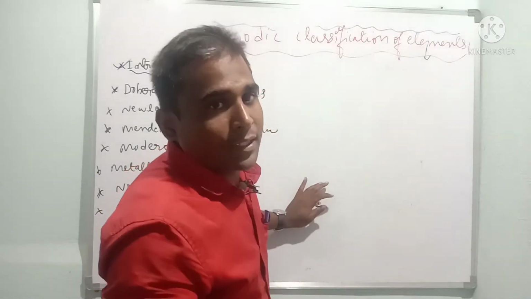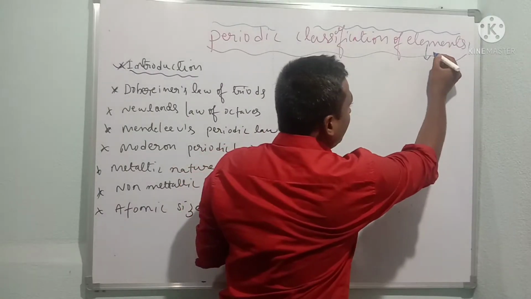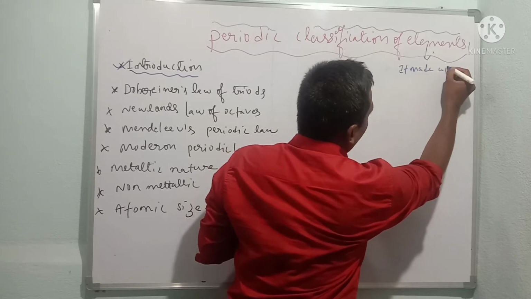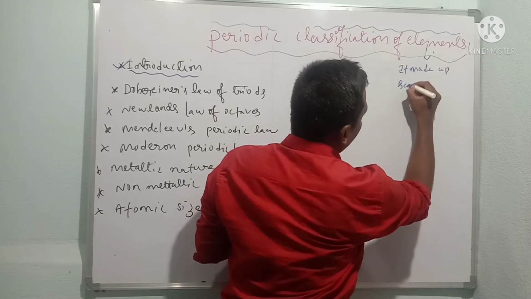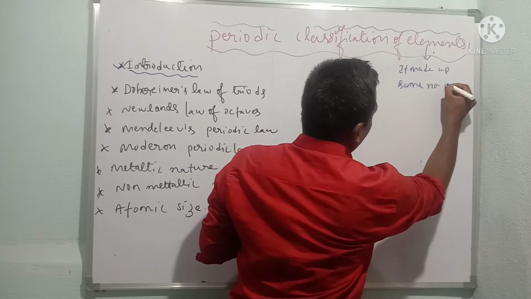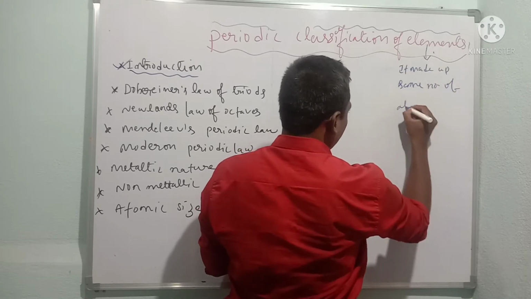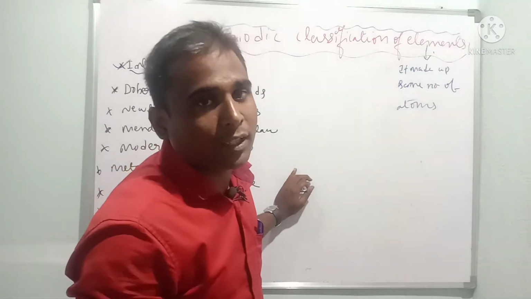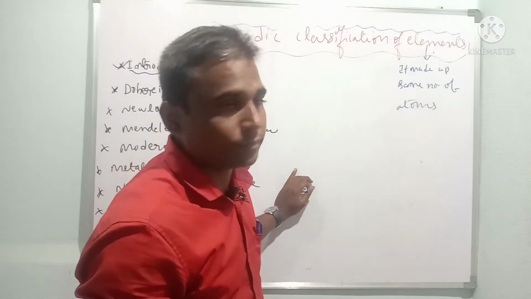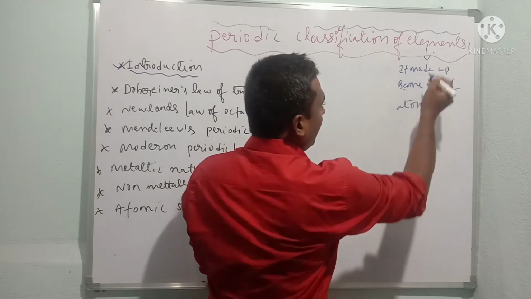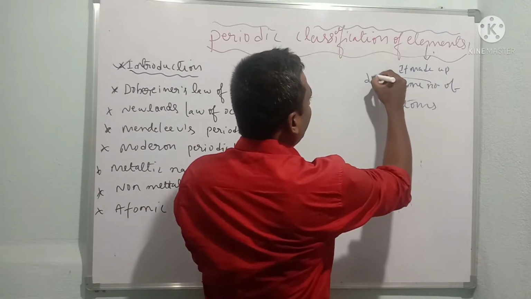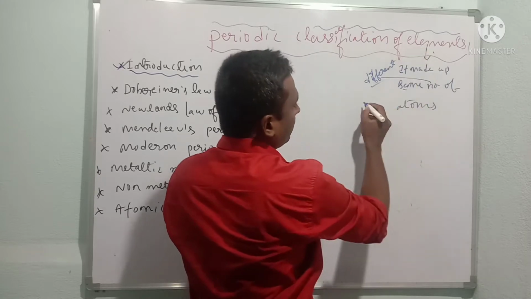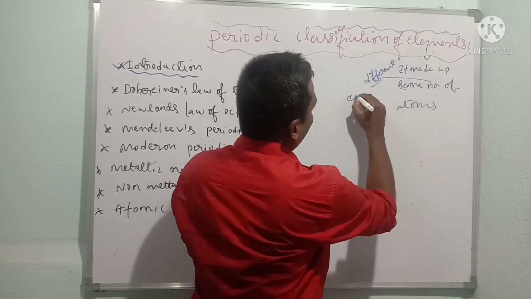So what is an element? Children, an element is made up of the same kind of atoms. That is called an element. If it is made up of different atoms, it is a compound. If it is the same, it is an element. If it is different atoms, what is it, students? That is a compound.